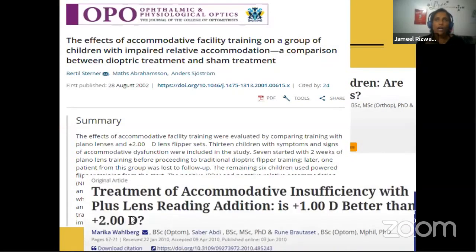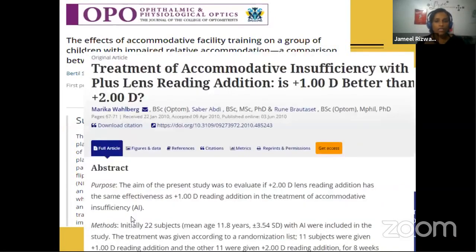Next, I now decide to go ahead with reading lenses, plus lenses, for this particular child. What should I really give? I usually give the lowest possible for 2 reasons. Number one, you don't want to take care of all the accommodation that the child requires through the plus lenses, because if you do that, the system is going to get adapted to those plus lenses, and you're not really exercising. The second thing is, you also want to give some indirect vision therapy.